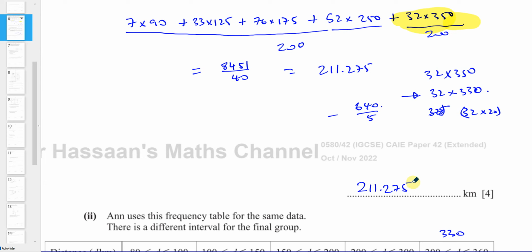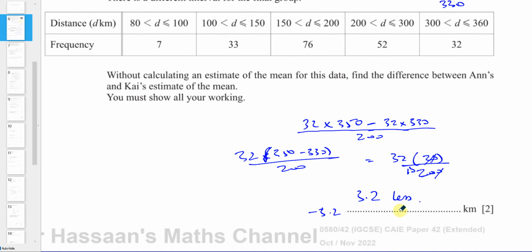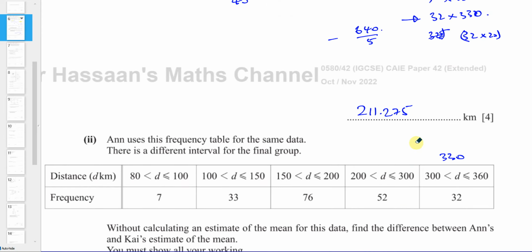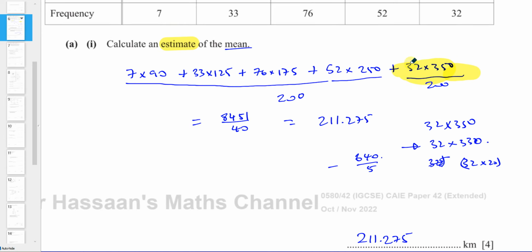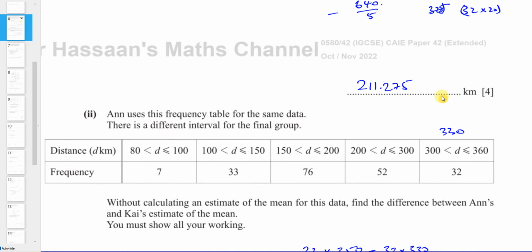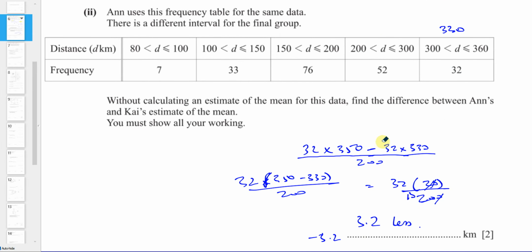So I would leave it as 211.275. And here, the difference is 3.2. So you can write 3.2, you can write 3.2 less, you can write minus 3.2. All of those are perfectly fine. But I hope you understood what we did there. Basically, we took the only part that's different, we took it separately, and then we saw the difference between these two. This would be 32 times 350, this is 32 times 330, and that gives you basically 32 times 20. That's the difference between that answer and that answer.